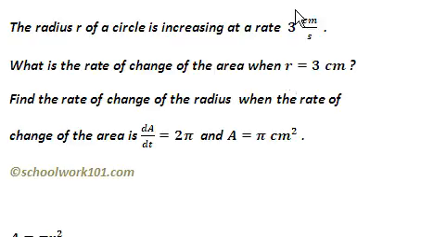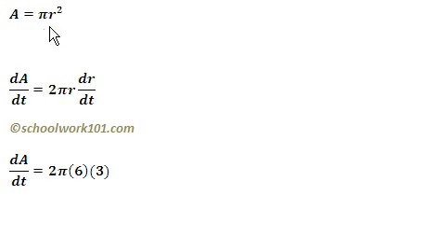So let's go back to the first part here, and that's what we want to work on. We want to find the rate of change of the area, that would be dA over dt, when r is equal to 3 centimeters. Well, first we need to start off with the formula for the area. We have a relationship of area and radius here, and everybody should know this one. The area of a circle is equal to pi r squared.